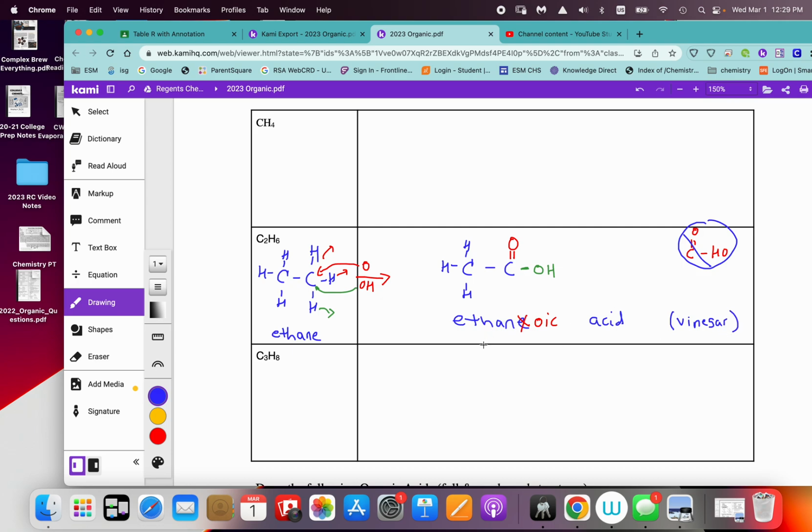The condensed structural formula here: our first carbon has those 3 hydrogens attached to it. Our second carbon has an oxygen, and then a second oxygen, and the second oxygen has the hydrogen attached to it. So we always see it as COOH. There is our organic acid sequence.